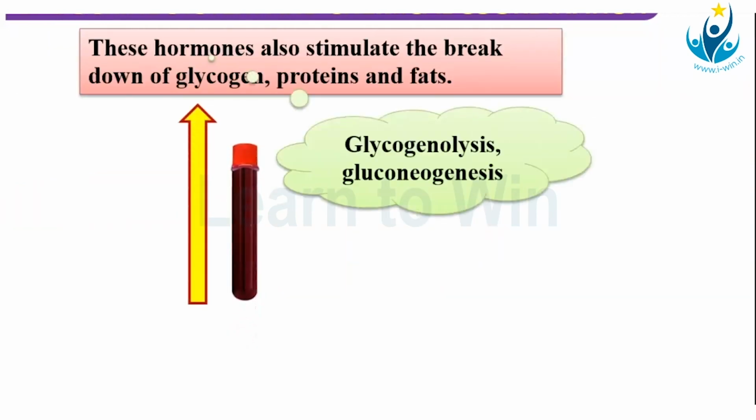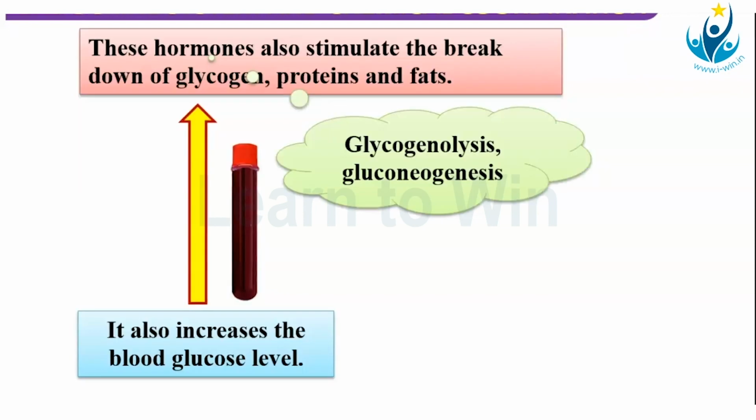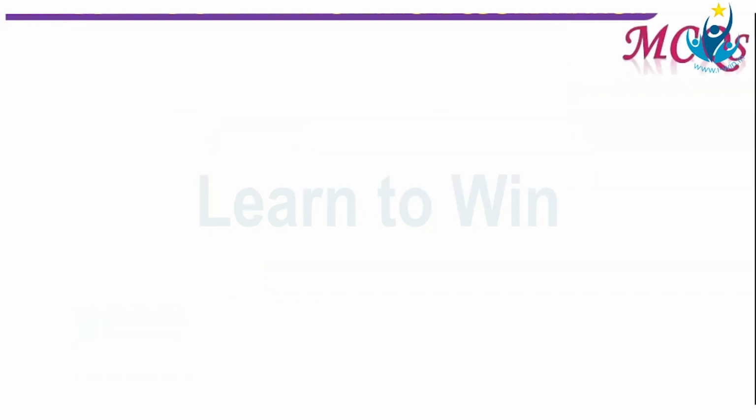And these hormones also stimulate the breakdown of glycogen, proteins, and fats. Basically it is creating glycogenolysis and gluconeogenesis, both cases to release more glucose, and that glucose is further broken down to release more energy. So they help in the increase of the blood glucose level, which can be used as energy to either fight or flight, either to fight the battle or just run away. Even running away needs a lot of energy.